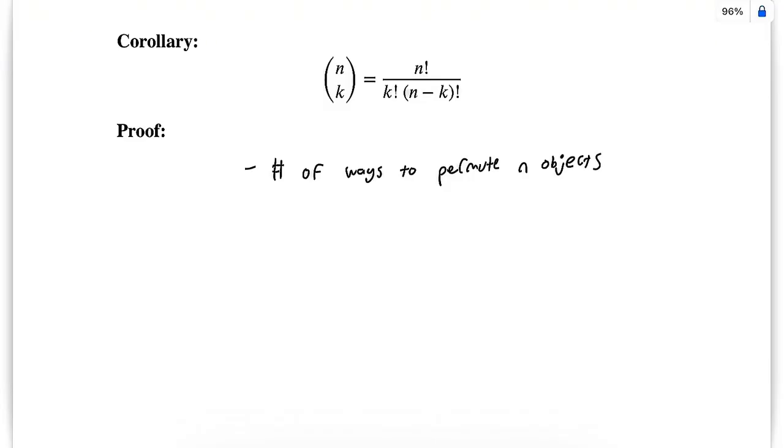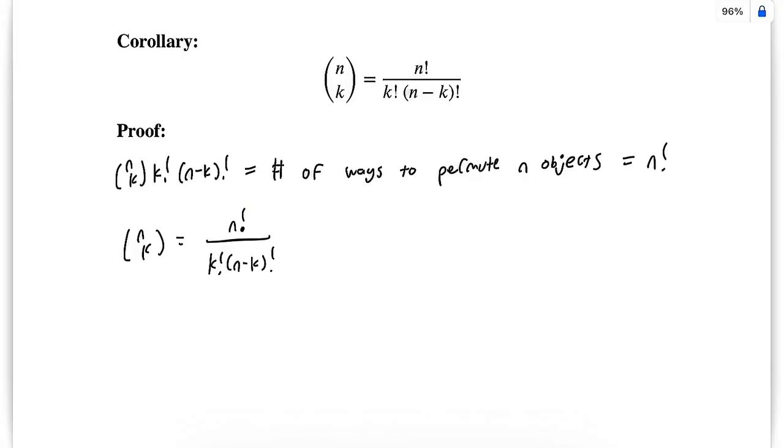Well, on the one hand, it's equal to n choose k times k factorial times n minus k factorial by proposition 2. By proposition 1, this is just n factorial. And now just rearrange, right? n choose k must then be equal to n factorial over k factorial times n minus k factorial. Nice and easy.